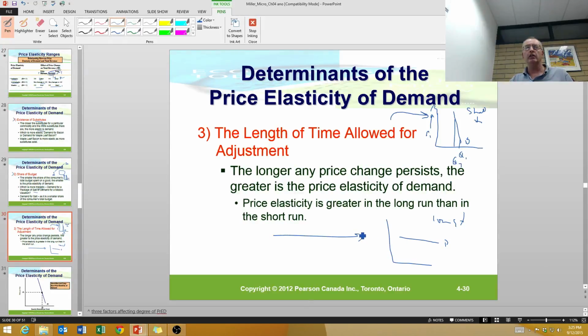But if we have a long time to adjust our consumption pattern, then with a change in the price of electricity from P1 to P2, our quantity demanded for electricity will probably change quite considerably. There's quantity 1, there's quantity 2, because we can change our light bulbs from incandescent to fluorescent or LED. We can change our heating system from electricity to natural gas or wood or solar or something like that. So we can change our consumption patterns easier in the long run than in the short run.